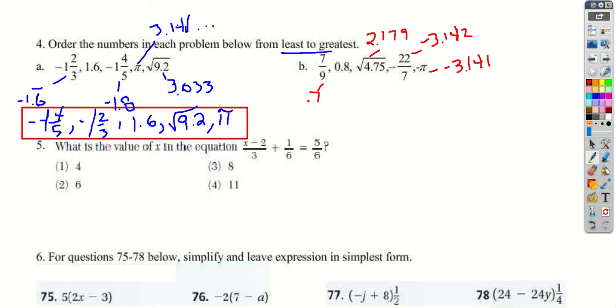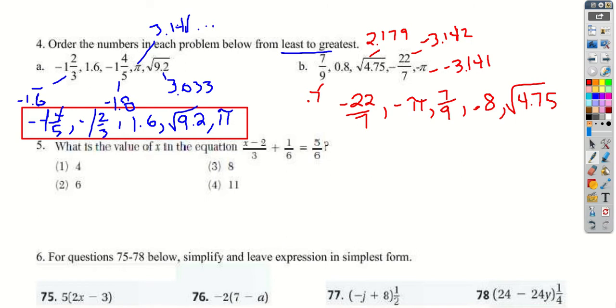So least to greatest. We're starting with the smallest number, the biggest negative number, which is negative 22/7, followed by negative pi. The next smallest number is negative 0.7, or 7/9, which is 0.7. Then it's 0.8. And then it's the square root of 4.75, which is 2.179.